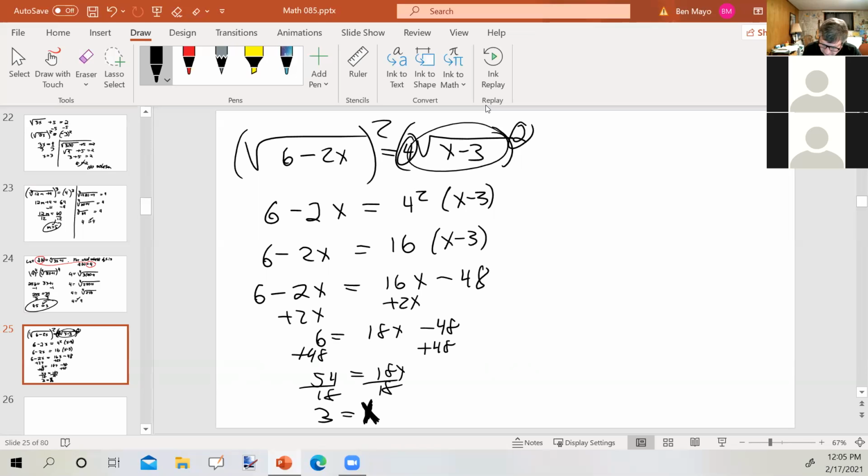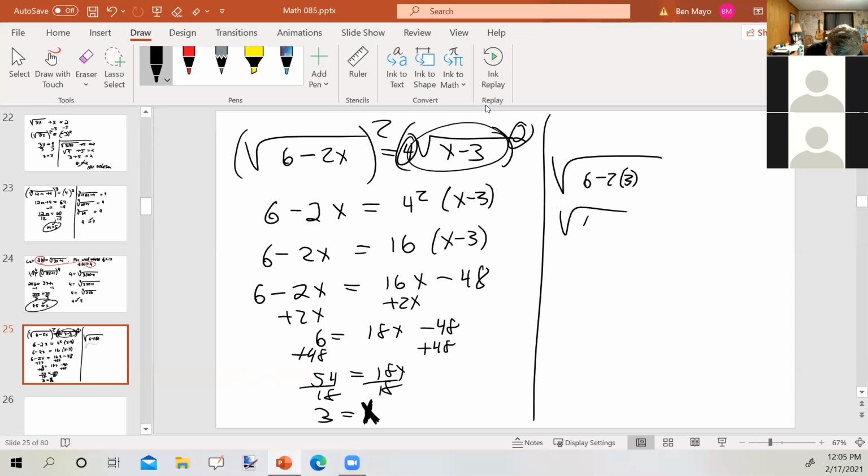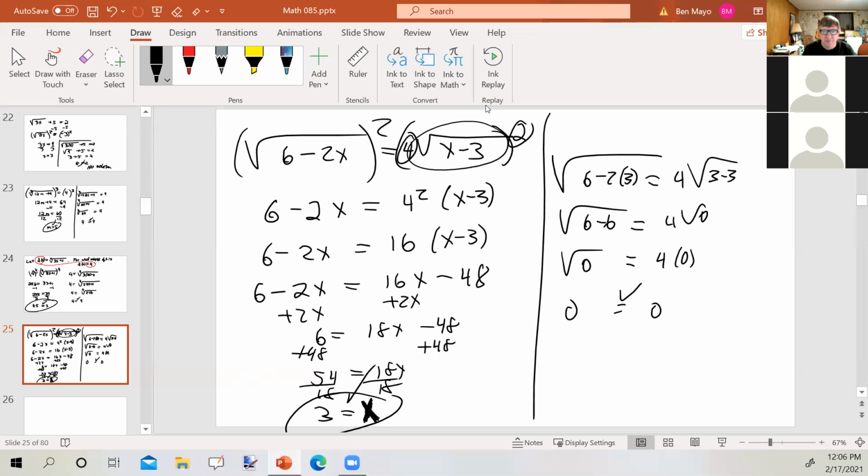Okay, let's check our work. The square root of 6 minus 2 times 3, which is the square root of 6 minus 6, which is the square root of 0, which is 0, equals 4 times the square root of 3 minus 3, which is 4 times the square root of 0, which is 4 times 0, which is 0. So x equals 3 checks. Okay.